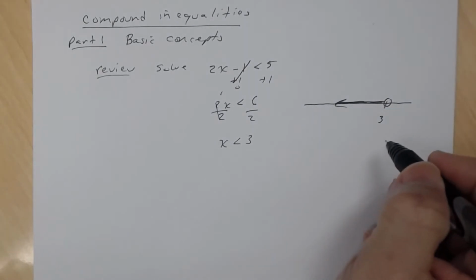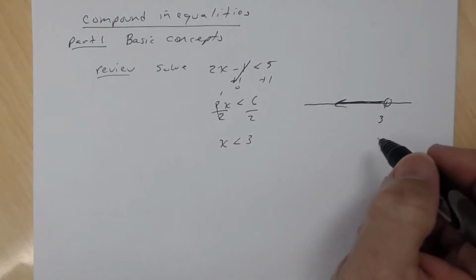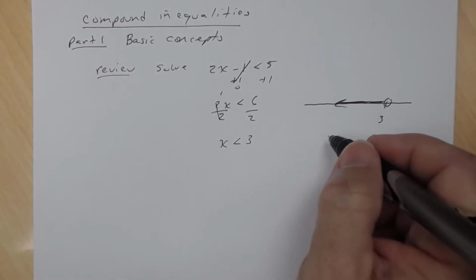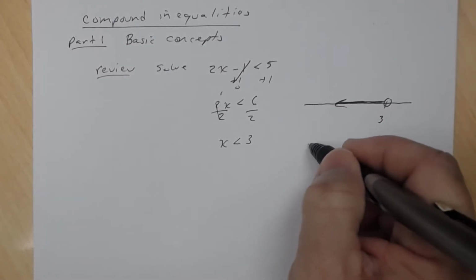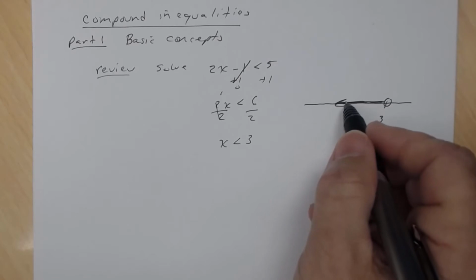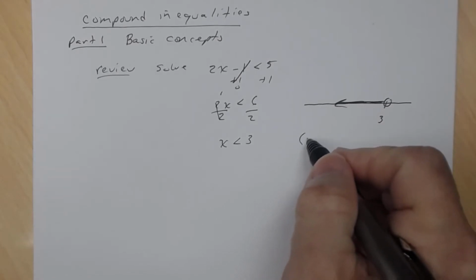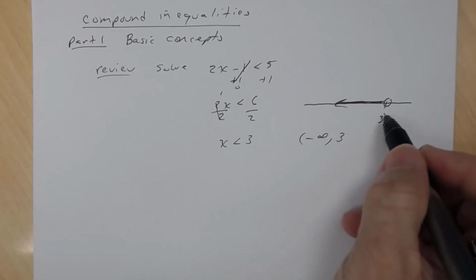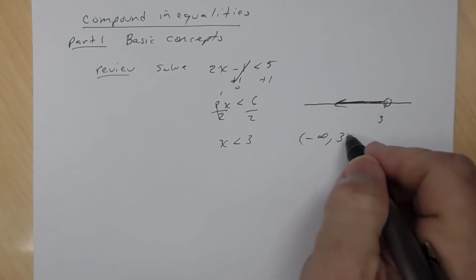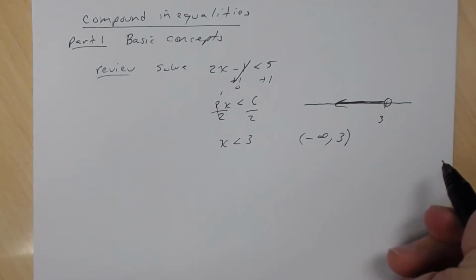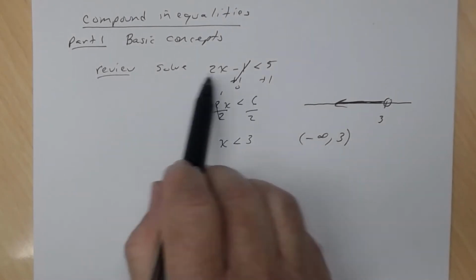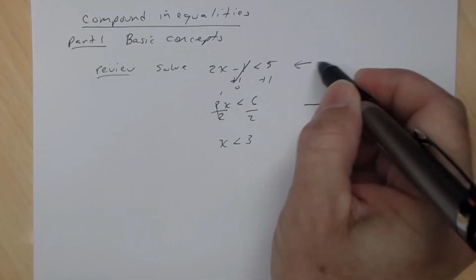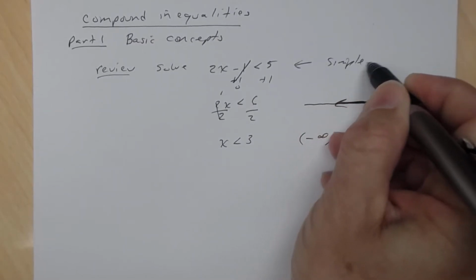Okay, so that's what we talked about in the previous lessons. Now also the interval notation, you're usually asked to write this in interval notation. Since the arrow is pointing to the left, implying negative infinity, you can say parenthesis, negative infinity, comma, 3. Since 3 is not a solution, you're going to use parentheses on 3. Okay, so now notice this is a simple inequality. So let's call this a simple inequality.